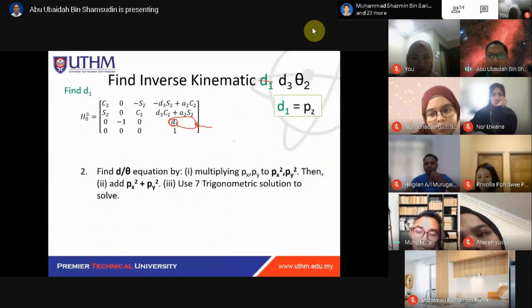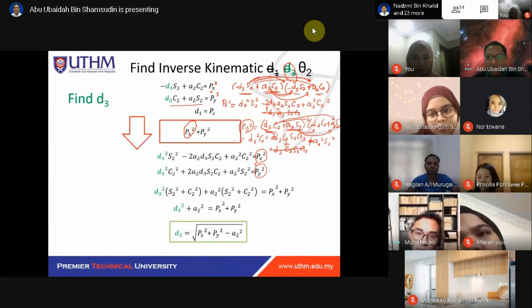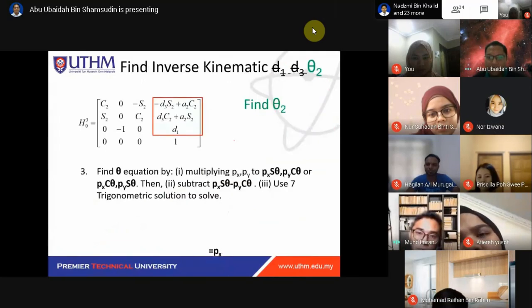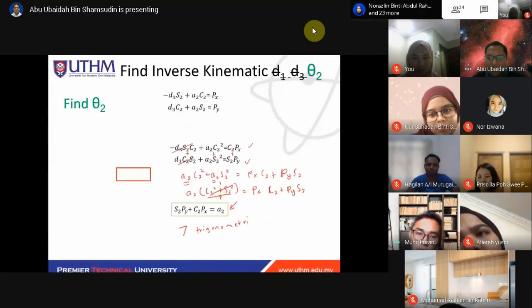Next, we will try to do the inverse kinematics for another robot arm. Okay.